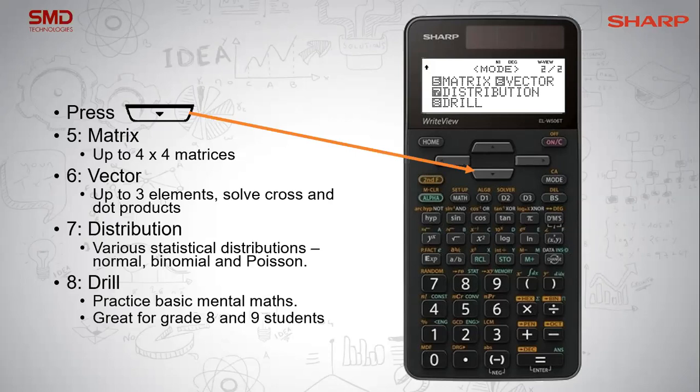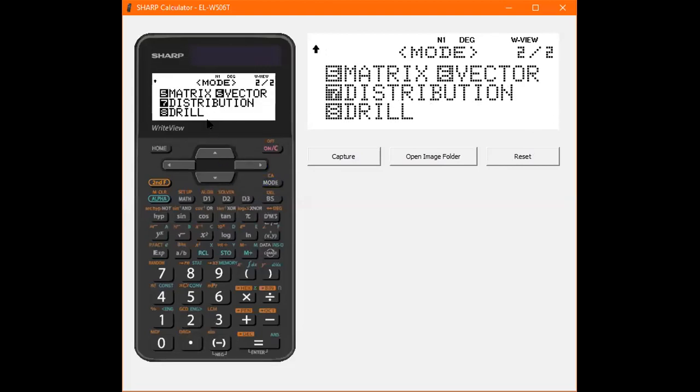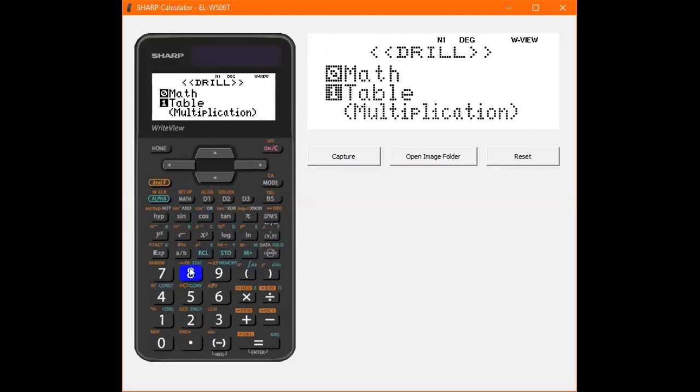Then the drill function is really nice for primary schools or for grade 8s and 9s as well. I haven't actually done it here, so maybe what I'll do is just show you briefly on a calculator what that looks like. So I'm just going to share my screen here. So here, if I say 8 for drill, you have two options, math and table. Table is for the younger grades. I wouldn't use it for high school students. So just use 0 for math.